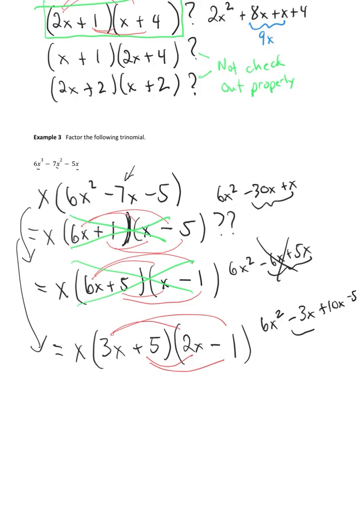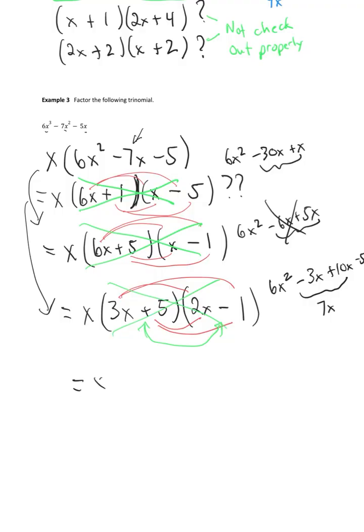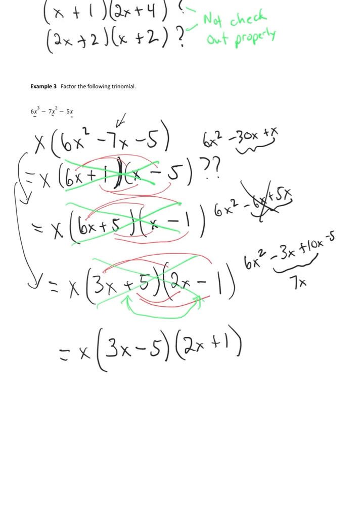Oh, we are so close. Right? Negative 3x plus 10x, that's giving me 7x. I need a minus 7. So that right now tells me I've got one last one to check. This wasn't quite right, but it was super close. I'm just going to switch the plus and the minus from those. So this would be 3x minus 5 times 2x plus 1. Okay, I'm feeling good here. Here we go.